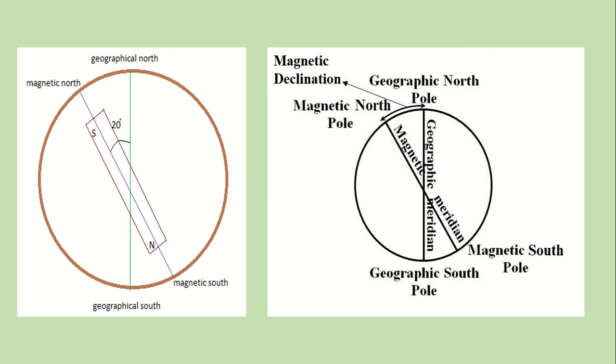and if any bar magnet is suspended, then magnetic north will be attracted by the south of the geomagnet, and magnetic south will be attracted by the north of the geomagnet. Okay.